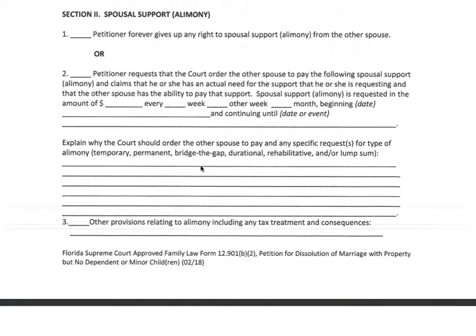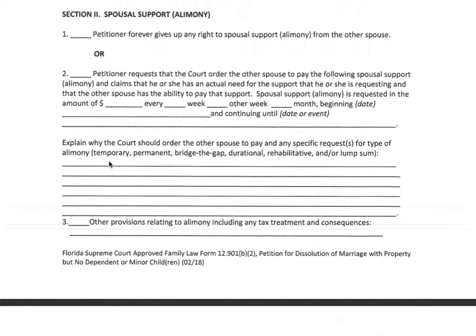And then there are different types of alimonies that you could seek. You could seek temporary, permanent, bridge the gap, durational, rehabilitative, or lump sum. Temporary is for a certain period. Usually it's for when you're going through the divorce and you could say, I just need a certain amount of money while we're going through the divorce, because sometimes the divorce can take years. So if you need money to survive, you could ask for temporary.